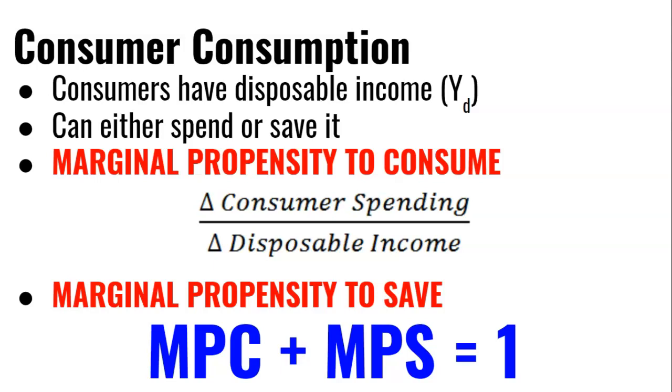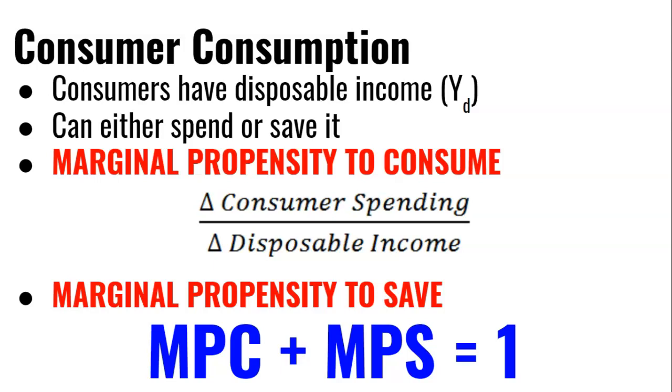And the way we measure that is by taking the change in consumer spending over the change in disposable income. How much of every new dollar that I earn do I choose to spend? The alternative to spending is saving. We call that the marginal propensity to save, and that would be the change in saving divided by the change in disposable income. And because there's only two options, consumption or savings, spending or save, we can reason then that the marginal propensity to consume plus the marginal propensity to save is equal to 1.